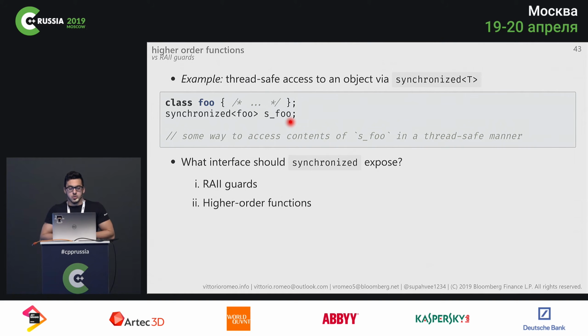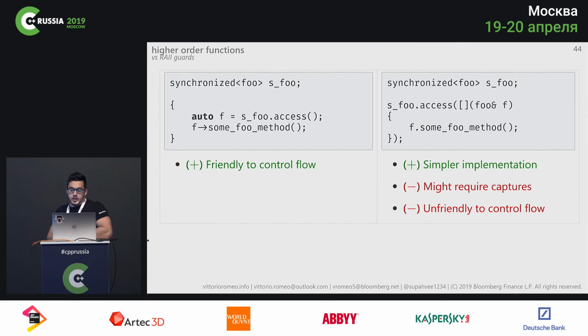So what we want to do is provide some interface to the user that allows access to the underlying foo in a thread-safe manner. So there are two things we could do. We could use RAII guards, so something that you call maybe .access, and it gives you back some guard that locks and unlocks on construction and destruction, or a higher order function where you provide an action, and the action is going to be executed under the lock for the user. So this is what it will look like in both cases.